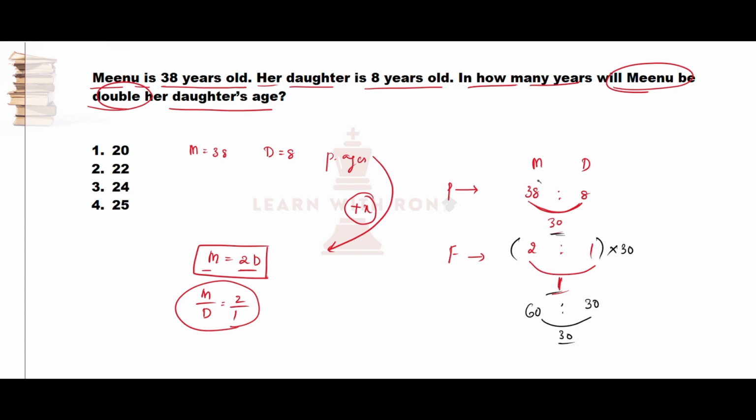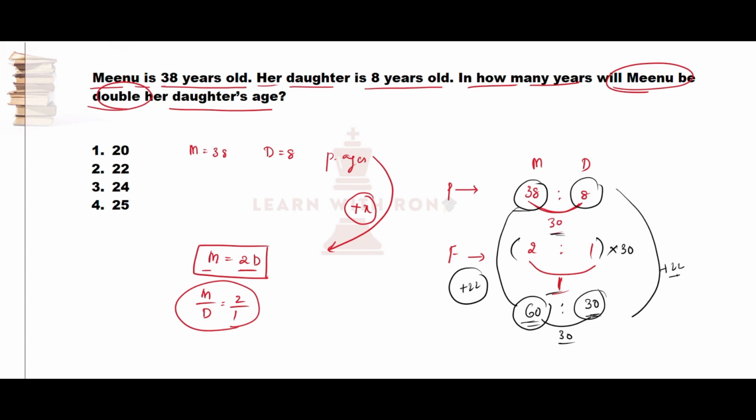Now see here, present age of mother is 38, future age is 60, then only daughter's age is half of mother's age, or mother's age is twice of daughter. So 38 to 60, how many years later? 22 years. Similarly, daughter 8 years to 30 years, after how many years? 22 years. So our answer is after 22 years, mother's age is twice of daughter's age, which is option number 2 here.